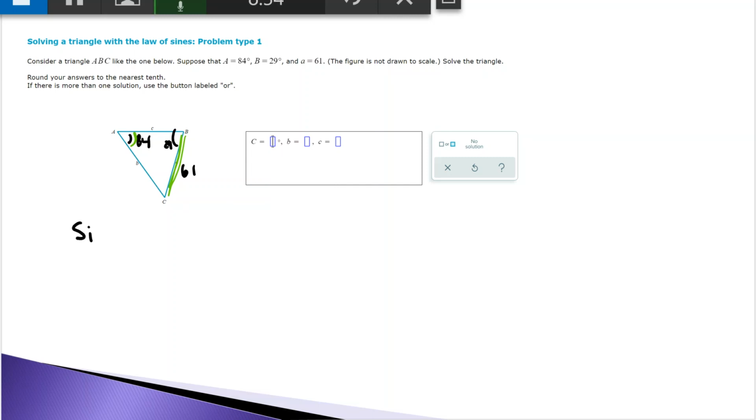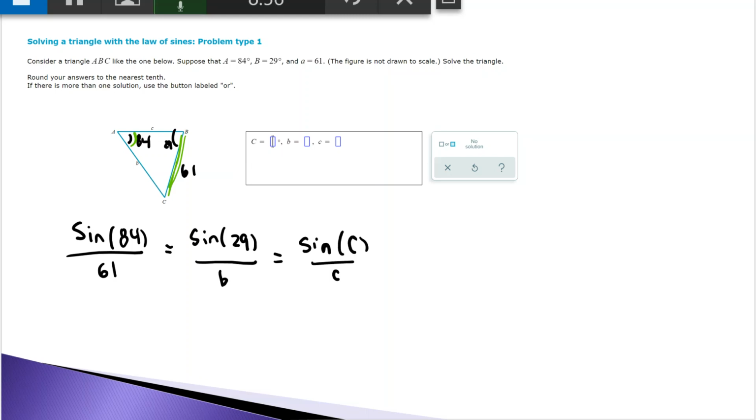So I'll take the sine of the angle that I know and divide by its opposite side. That'll be the sine of B, which is 29, divided by its opposite side. And that'll be the sine of angle C divided by its opposite side. I don't know either angle C or side c, so I'm going to start with this. So I'm going to take this and solve this for side b. So I'll cross multiply.